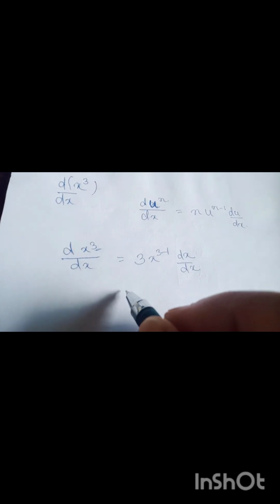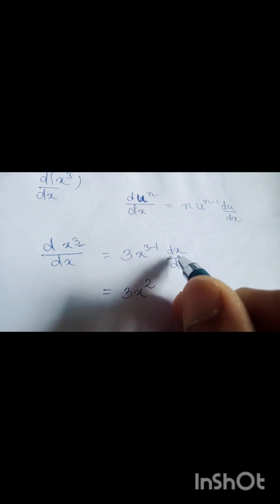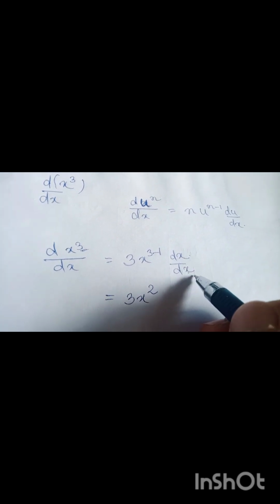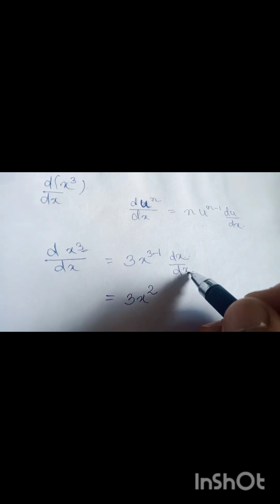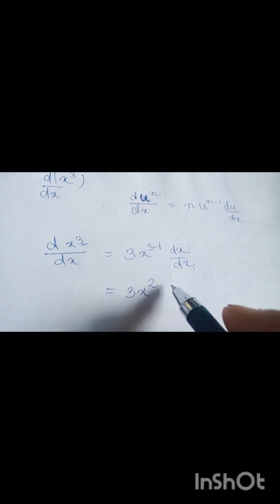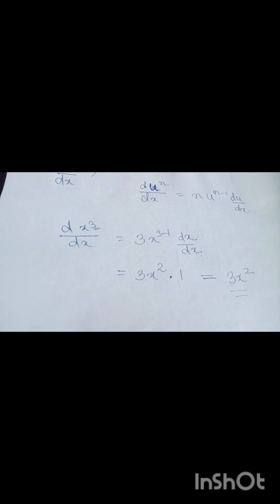So it gives us the value 3x squared times differentiation of x with respect to x. That means these are the same variables. So once the variables are the same, then we can write here 1. Differentiation of x with respect to x gives us 1. So our answer is 3x squared. That means differentiation of x cube with respect to x is equal to 3x squared.